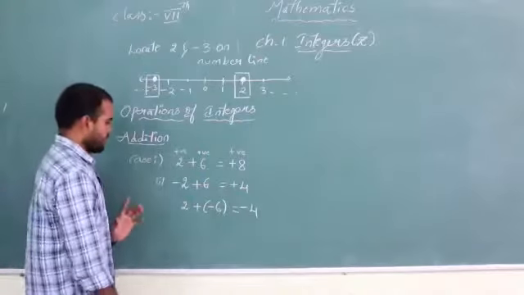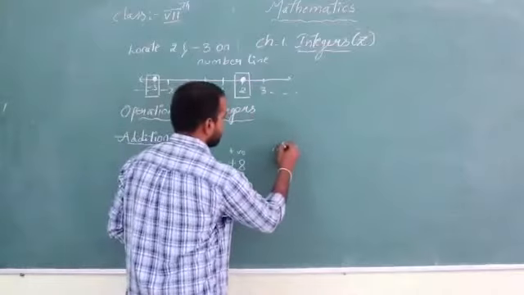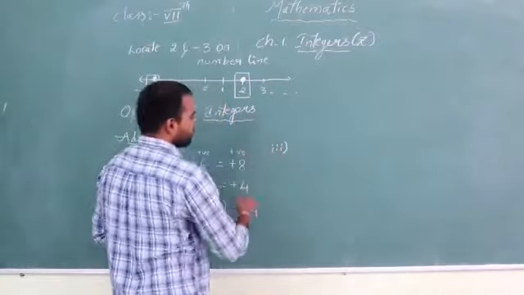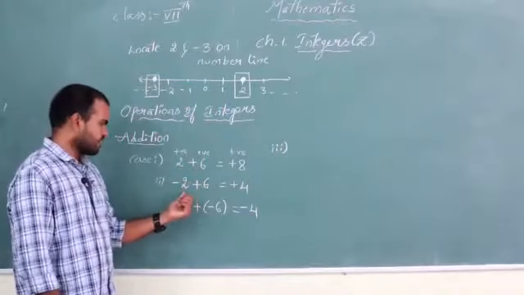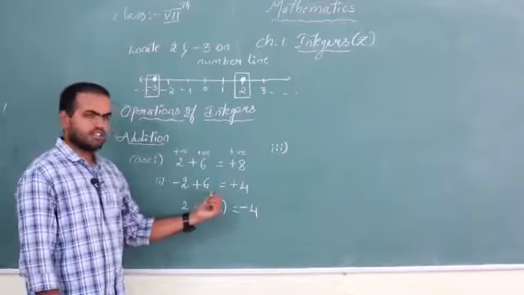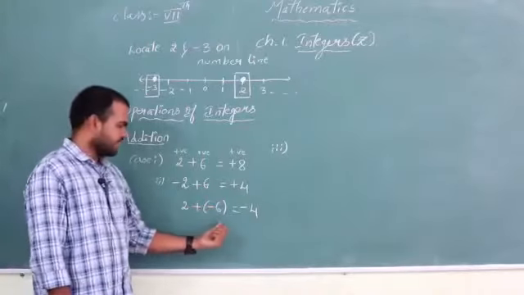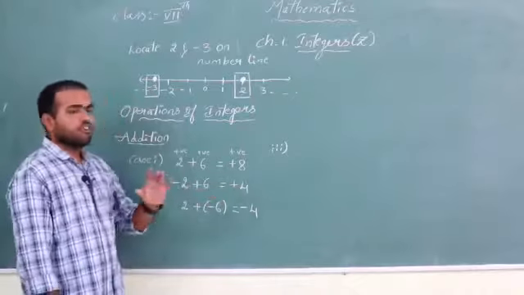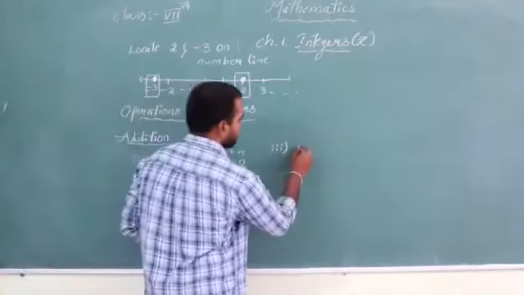Understood? Now look here. Now we will go with the next case. So now I am going with case 3. Here we saw both positive, then first one negative and second one positive, and in the same way first one positive and second one negative. Now we will take both negative numbers.